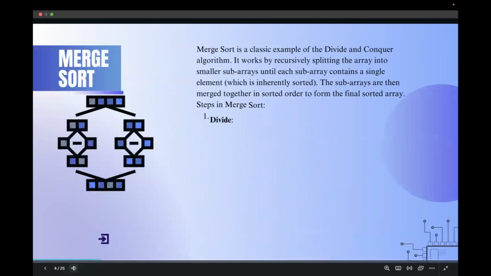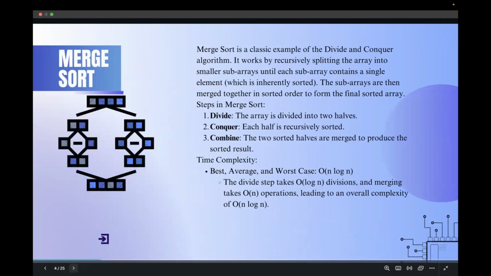Now let's talk about merge sort, which is one of the best examples of the divide and conquer approach. So how does it work? Well, it starts by dividing the array into two halves. This process continues recursively until each part contains just a single element. Now at this point, each element is trivially sorted because there is only one item. Then the second step is to conquer, meaning we recursively sort each half of the array. Once all the subarrays are sorted, we move to the final step, which is combining. Here, the smaller sorted arrays are merged back together, but in the correct order to form a fully sorted array.